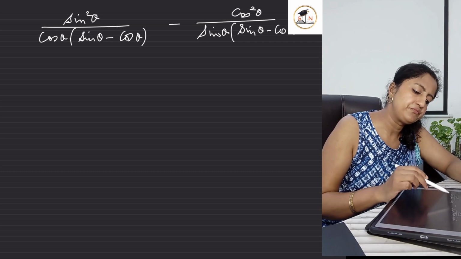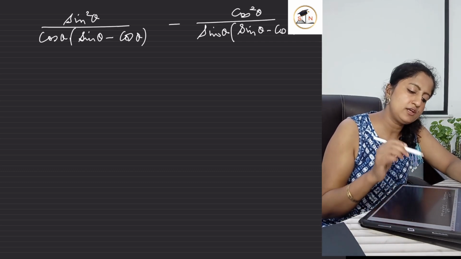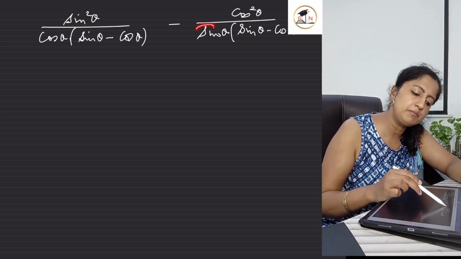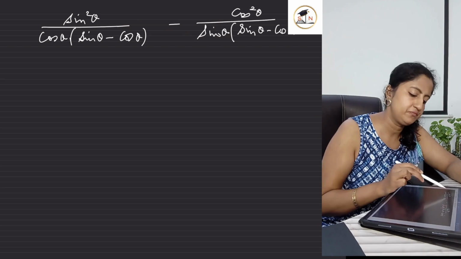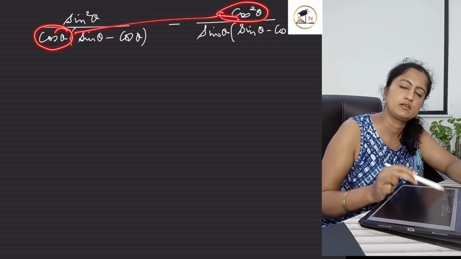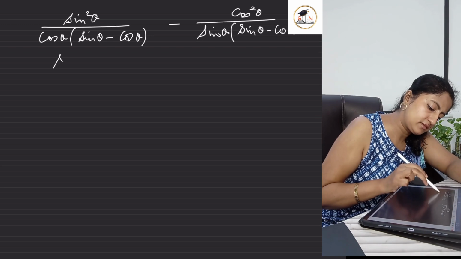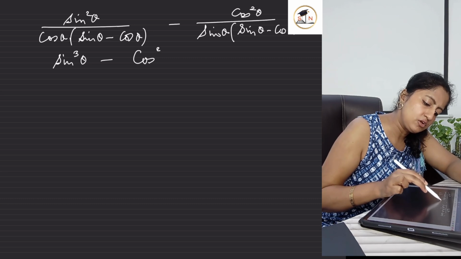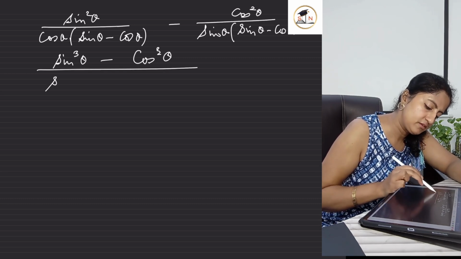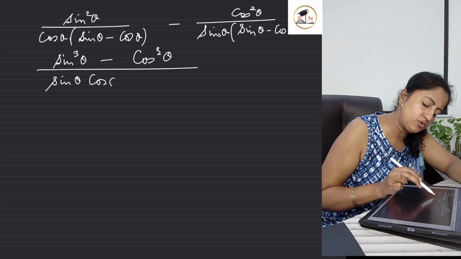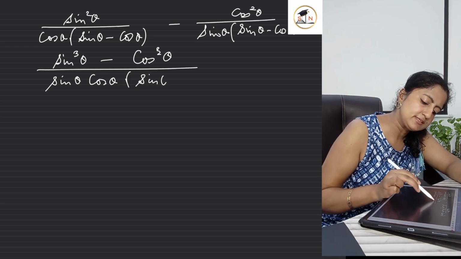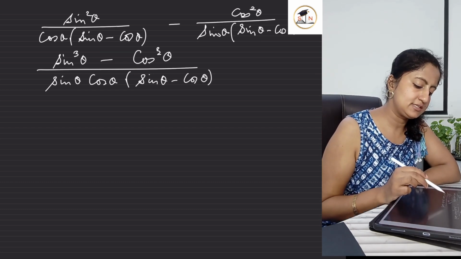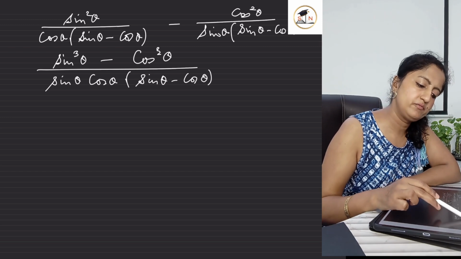Okay. So now we take up the LCM, and over here for the LCM, we can see the brackets are the same, so we don't need to bother, but we will multiply this sine with sine square and this cos with cos square. So that gives us sine cube theta minus cos cube theta over sine theta into cos theta, and in bracket sine theta minus cos theta. The numerator shows us sine cube theta minus cos cube theta.